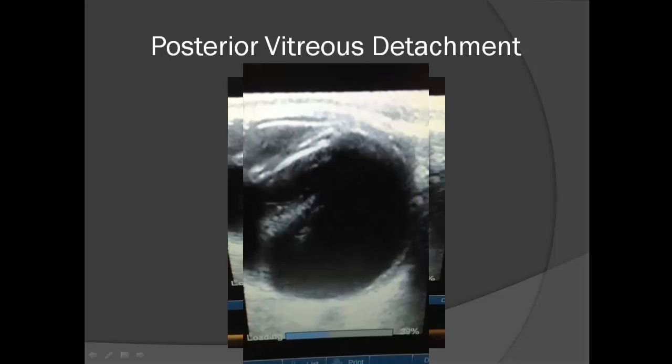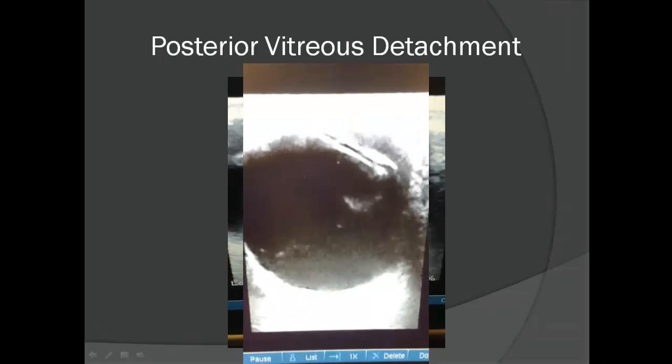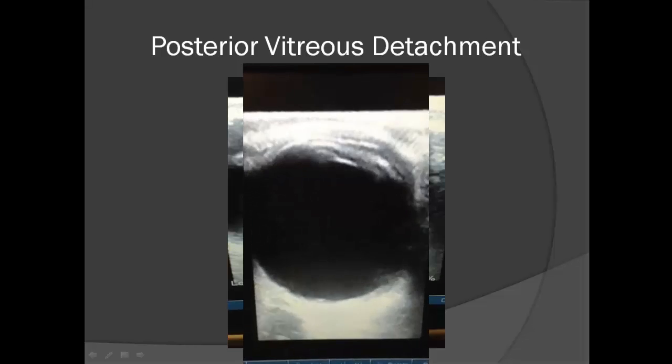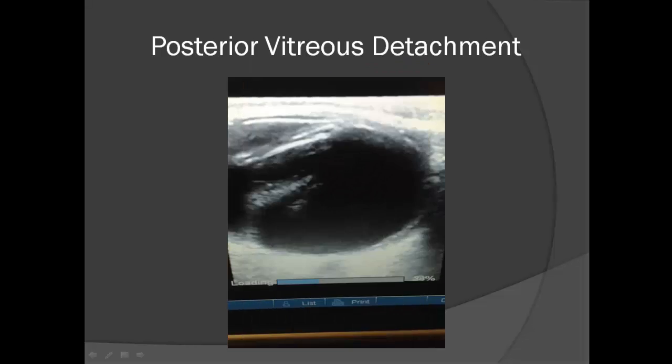The most common cause of flashes and floaters is actually the posterior vitreous detachment, and it is found in about 75% of those aged 65 and older. Risk factors for developing a posterior vitreous detachment are increasing age, myopia, intraocular surgery, and of course eye trauma.